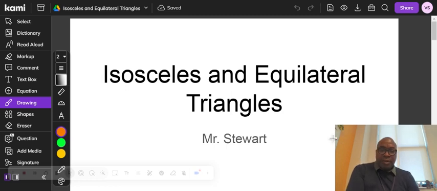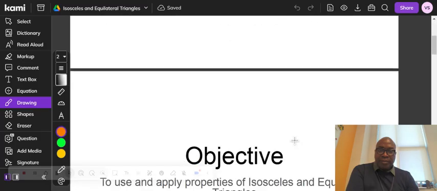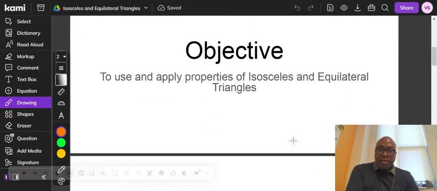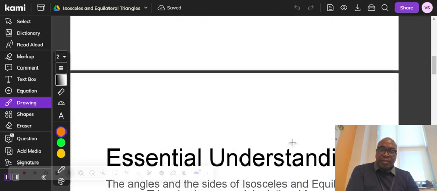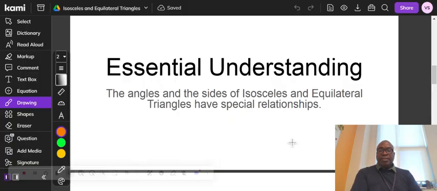In this video, we're going to talk about isosceles and equilateral triangles. The objective here is to use and apply properties of isosceles and equilateral triangles, very simply now. The understanding here, essentially, is that the angles and sides of an isosceles triangle and equilateral triangles have special relationships. So there's a relationship or relationships between the angles and the sides of any equilateral or isosceles triangle.